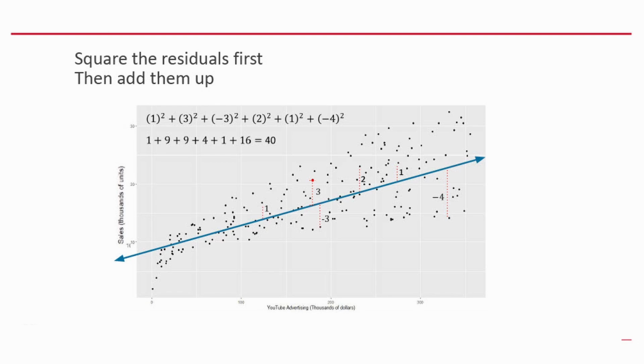Now, is 40 itself good or bad? This is a relative measure, so we would use this to gauge whether it's better or worse than other regression equations. So given another regression equation, which one has the smaller number? And that's the one we would pick.